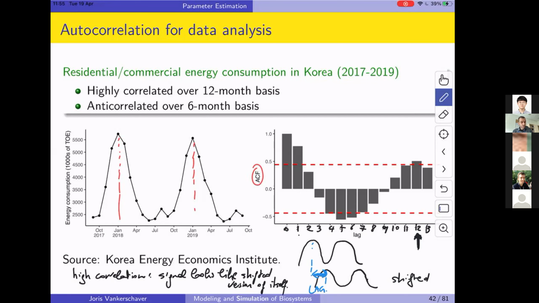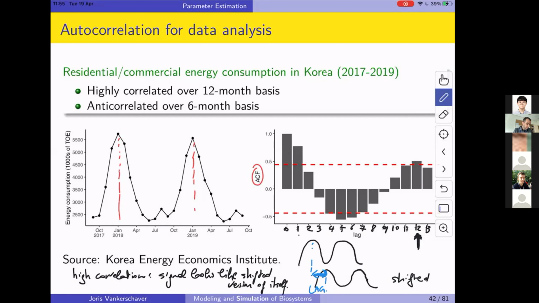So what the correlation function, the autocorrelation, basically tells you is something about the periodicity in your residuals, or more generally in your data. So if it's high, it means that you can shift the signal by 12 months and not see that much difference. But if it's negative, very negative, then it means that you can shift the data around by that many months and see the exact opposite of what you saw before.